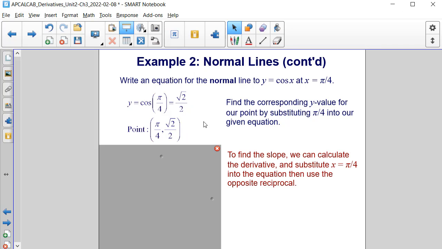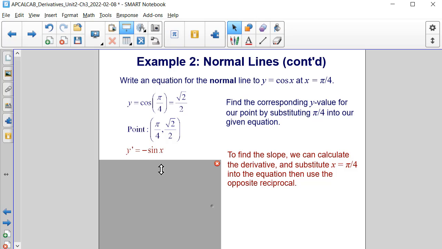Once we have our point, now we have to find our slope. And in order to find the slope, we can calculate the derivative and evaluate it at pi over 4 to find the slope of the tangent line, and then find its opposite reciprocal slope. So let's start by calculating the derivative. The derivative of cosine is negative sine. So that's what y prime is equal to.